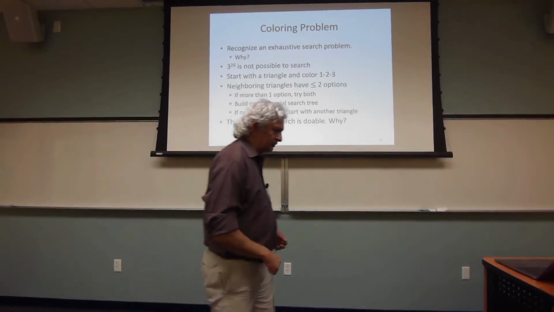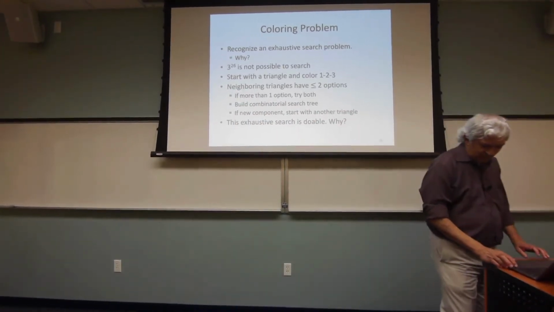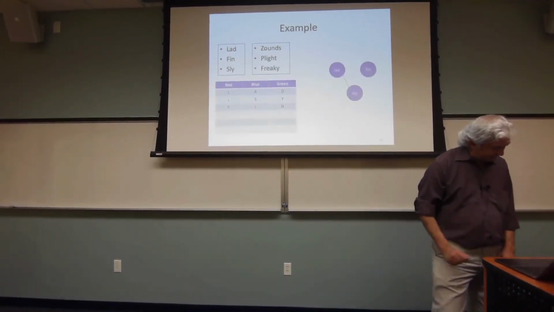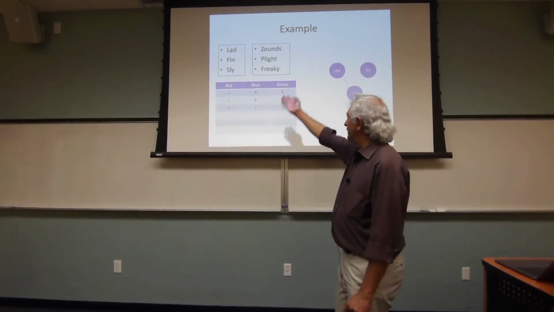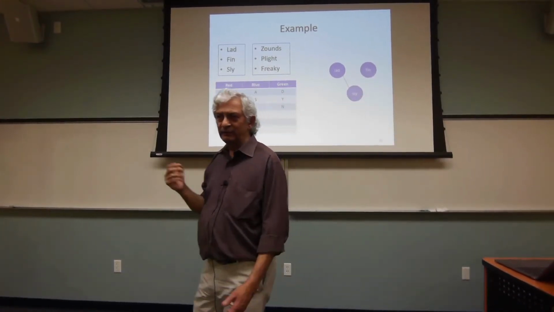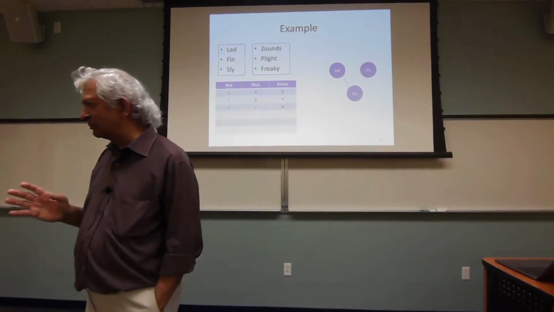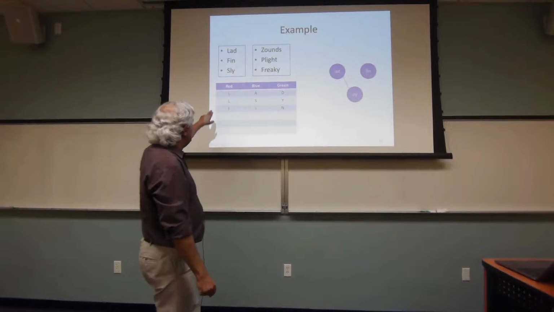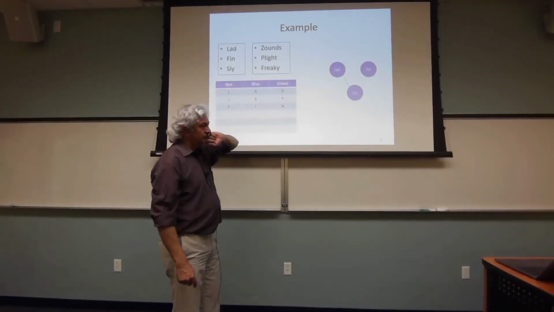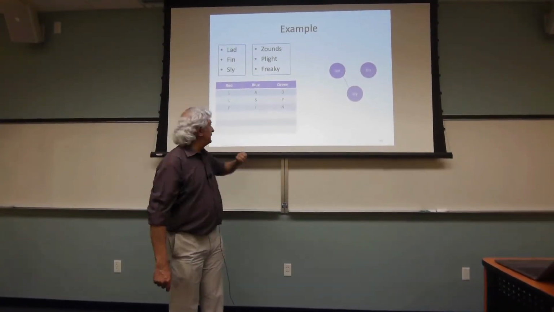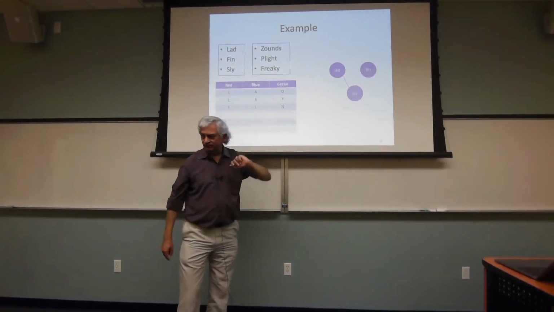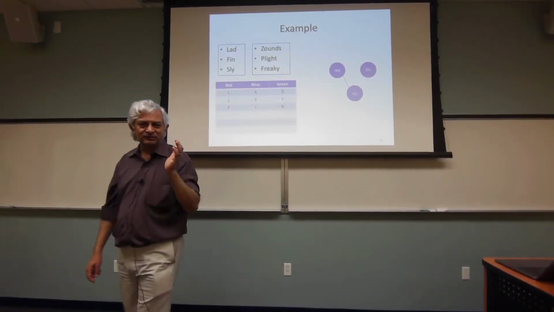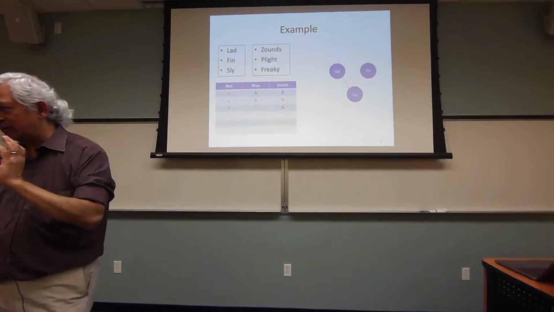So we can actually go back to this. We can look at this example here. Here's an example. I've got LAD, FIN, and SLY. This is a simpler example. We could have done this by hand, but let's just do this using our strategy. I'll take the first word, LAD, and I will color it as 1, 2, and 3. Here I called it red, blue, and green. It doesn't matter. These are arbitrary colors.